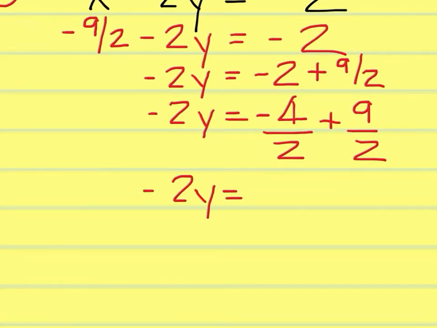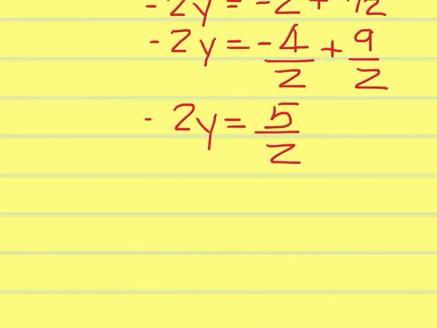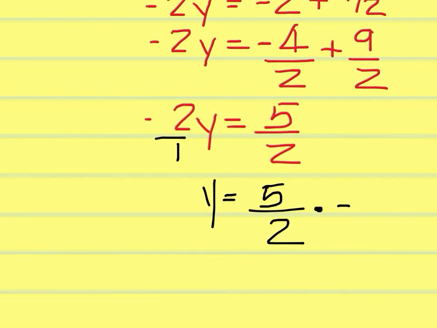So negative 4 plus 9 is 5. 5 over 2, which we now must divide by a negative 2. When you divide by a fraction, and negative 2 is a fraction because it can be written over 1, when you divide by negative 2 over 1, it's the same as multiplying by negative 1 over 2.